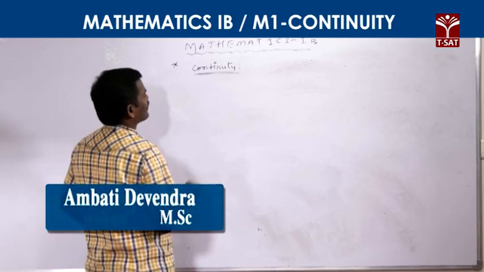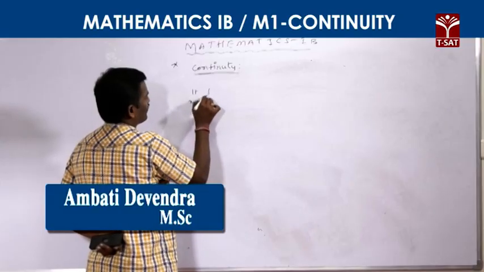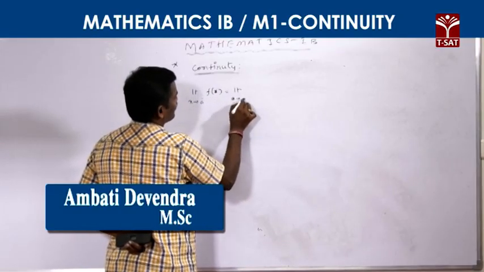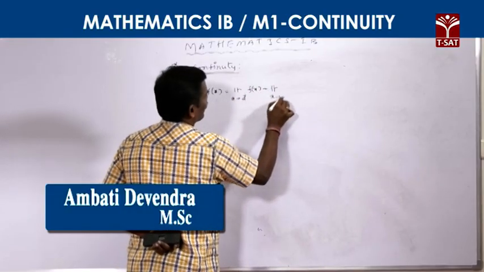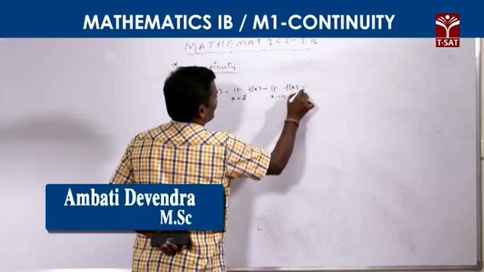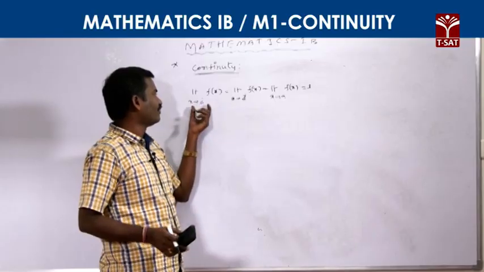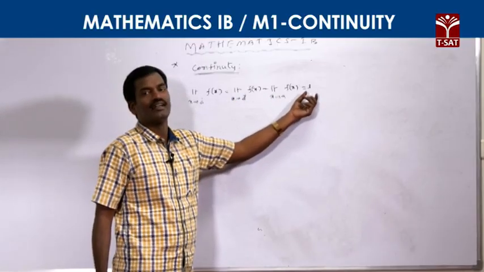Continuity. Continuity is nothing but what? Limit x tends to a minus f of x equals limit x tends to a plus f of x, which is equal to limit x tends to a f of x. This answer is, say, L. So both LHL and RHL, the left hand limit and right hand limit, exist. Then limit x tends to a f of x is called the limit.